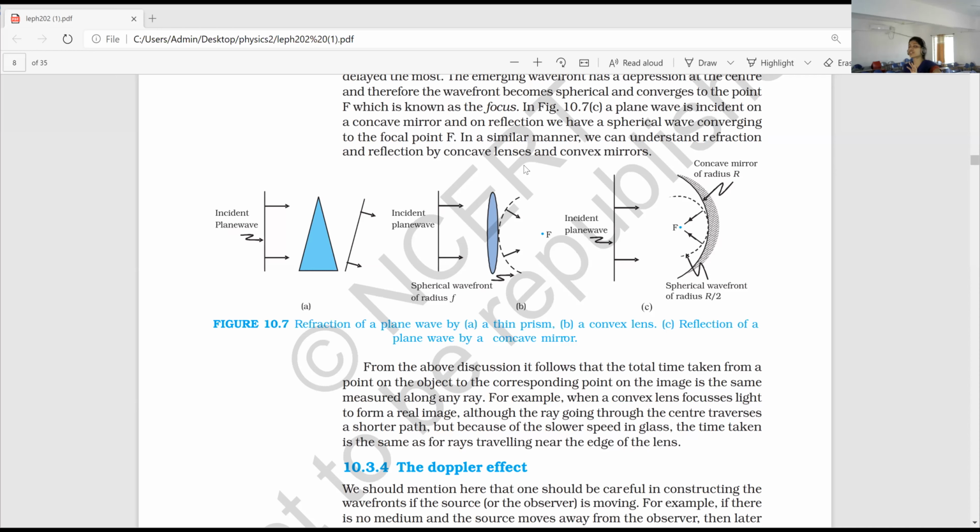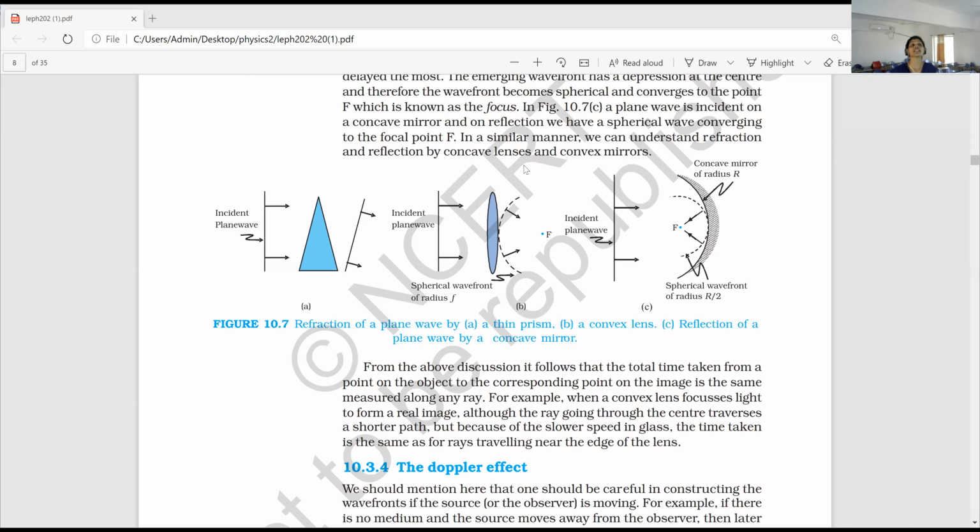So, next we shall discuss some more concepts. That is how the refraction of a plane wave takes place when light travels through the prism. And let us see next how the refraction takes place in case of a convex lens. And next, we are going to discuss how the reflection takes place in case of a concave mirror. Let us discuss these three factors, and after that we shall discuss the Doppler effect.